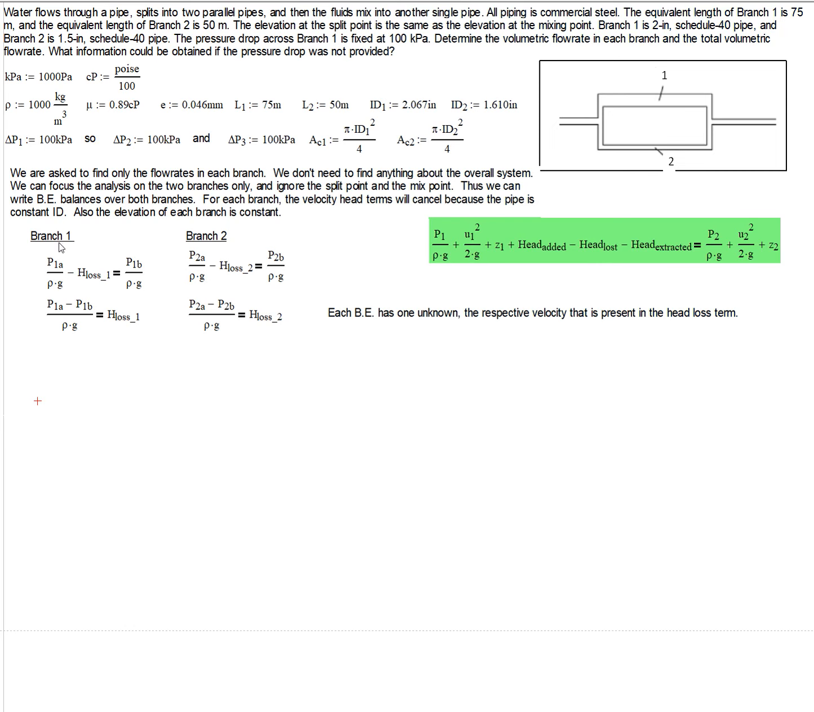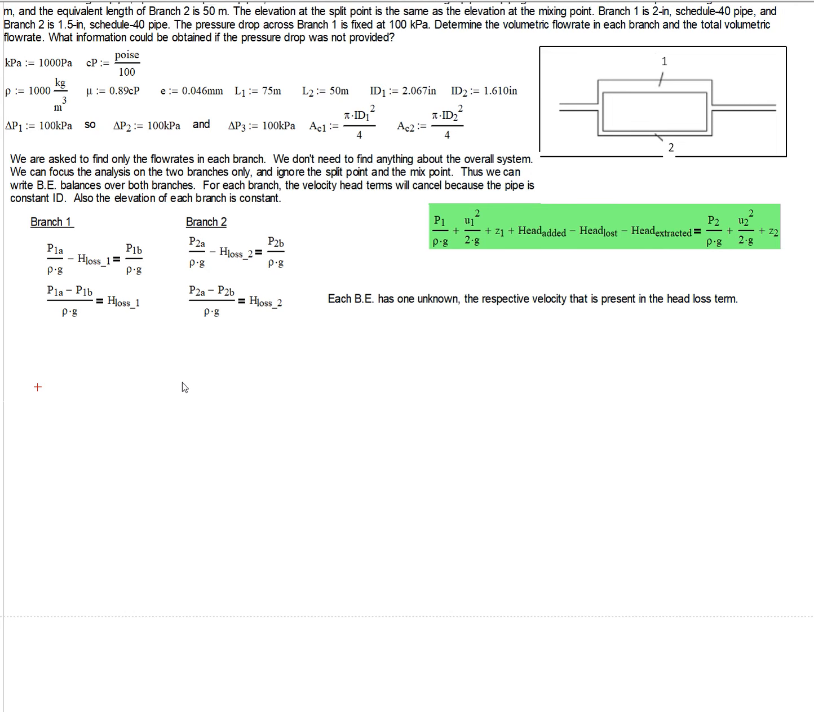So we can write this, and for branch 1, I've written this as P1A over rho g minus the head loss in branch 1 is equal to P1B, that is the outlet, over rho g. We can simplify this to P1A minus P1B over rho g is equal to the head loss for branch 1. We can do the same thing for branch 2. So for branch 2, P2A at the inlet, less the head loss across this, is equal to P2B, the pressure at the outlet of our branch. And so we get these two equations.